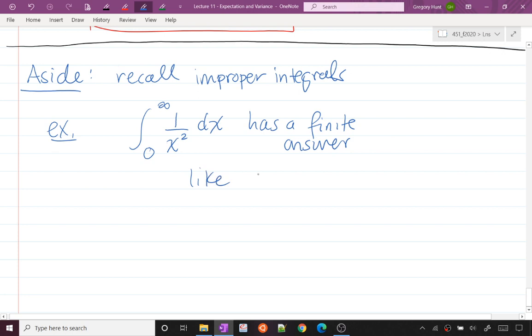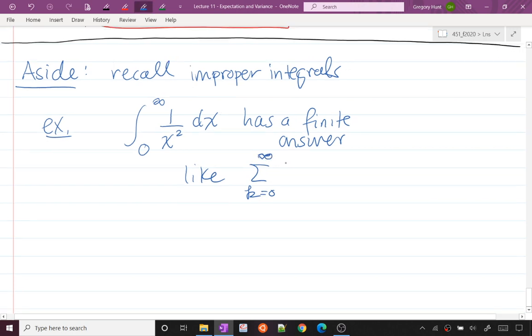In the same way, if I summed, say, k goes from 0 to infinity of 1 over k squared, if you remember in Calc 2, this thing was less than infinity. It converges. It has some finite value.